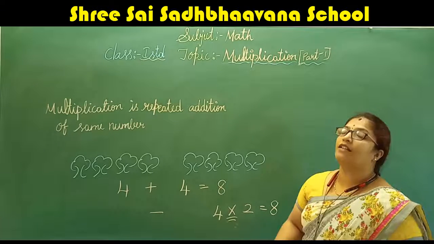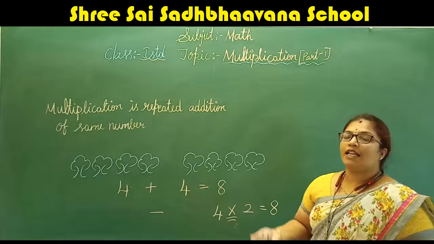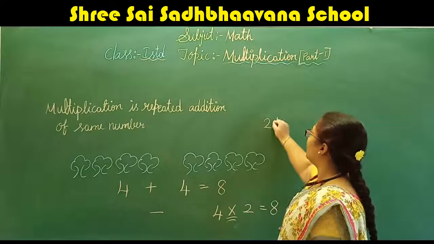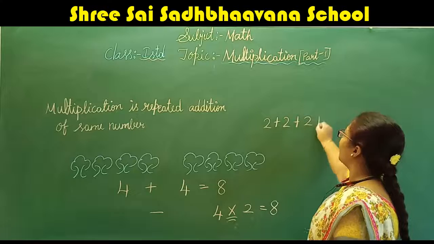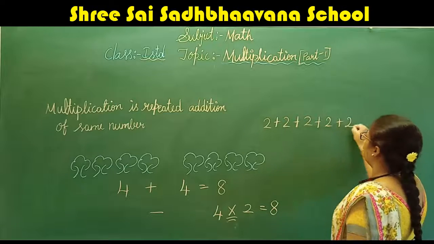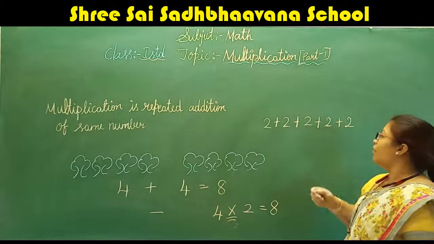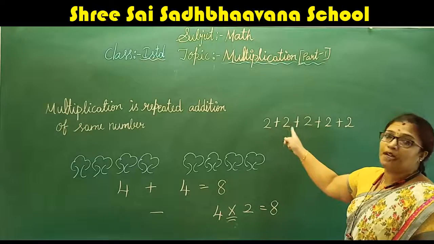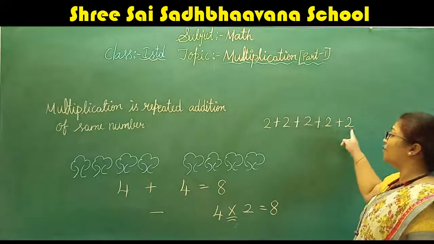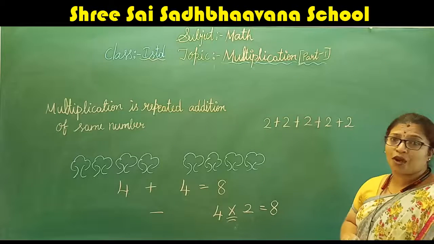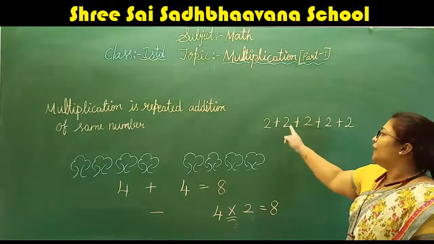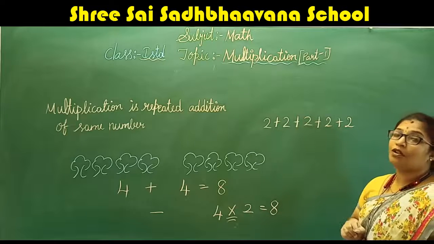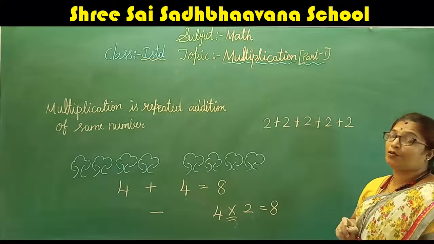That is the difference. So now addition means, so many times it will be 2. 2 plus 2 plus 2 plus 2 plus 2. Right? So this much also you should count. See, 2 plus 2 plus 2 plus 2. How many times 2 has been written here? 1, 2, 3, 4, 5. So 5 times it is 2.